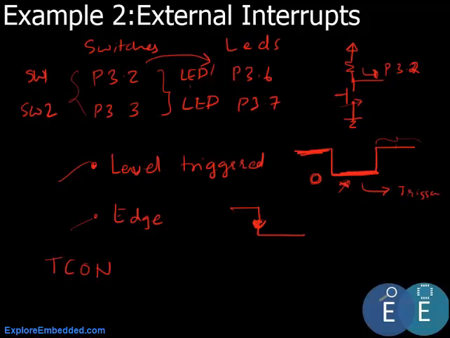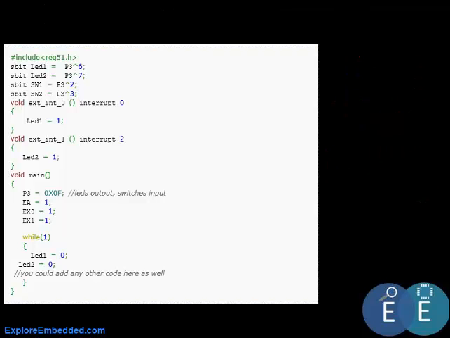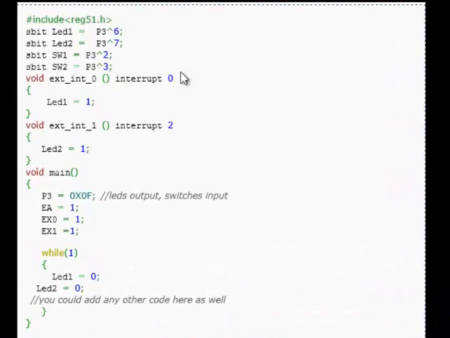Alright, so let us go ahead and look at the code for this. Again, if you remember from the previous discussion, for external interrupt 0, the interrupt number is 0, and for external interrupt 1, the interrupt number is 2. Now what we do here is very simple. You define two LEDs on 6 and 7 and two switches on port 3.2 and port 3.3.